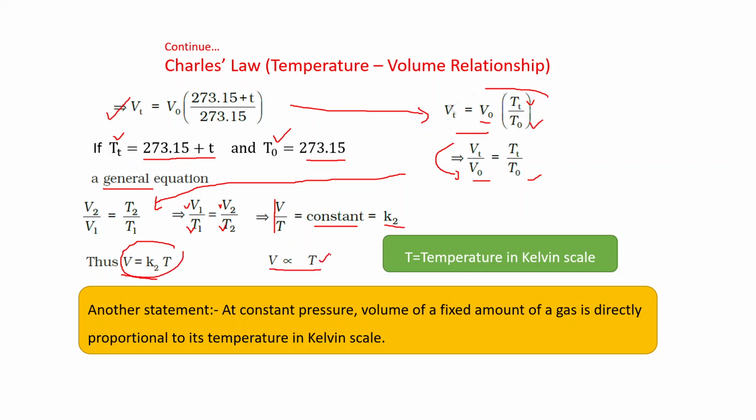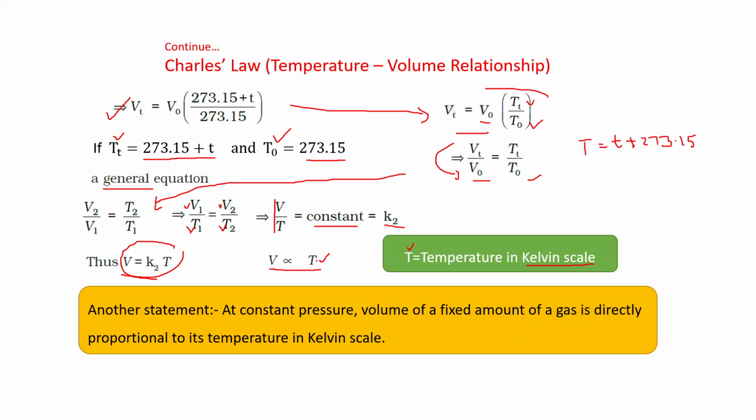Now what is this T? T is the temperature in Kelvin scale. In the lower standard we have discussed that if we have the temperature in degrees Celsius, then if we add 273.15, we will get the temperature in Kelvin scale. That's why this capital T represents the temperature in Kelvin scale.